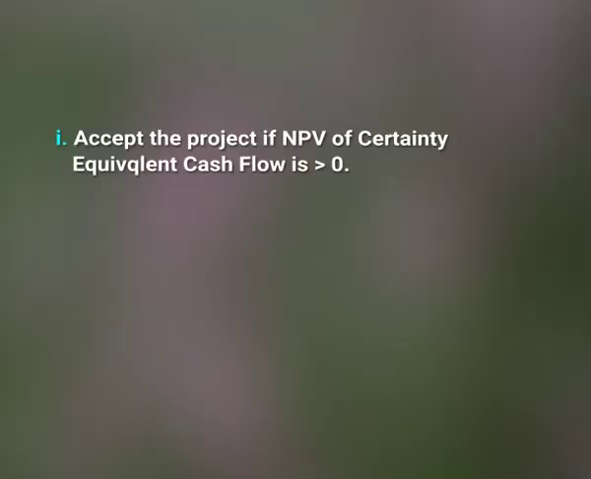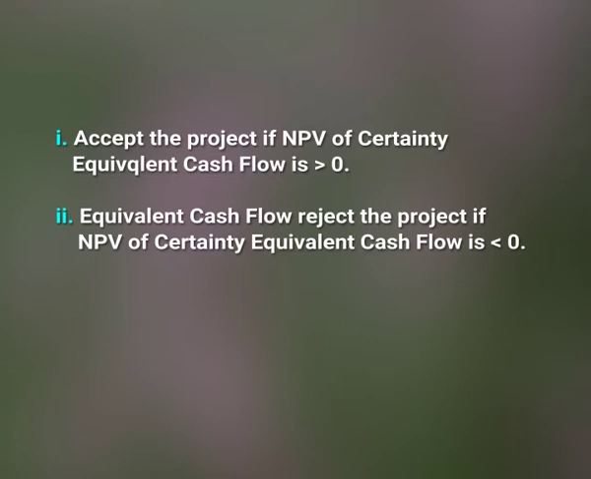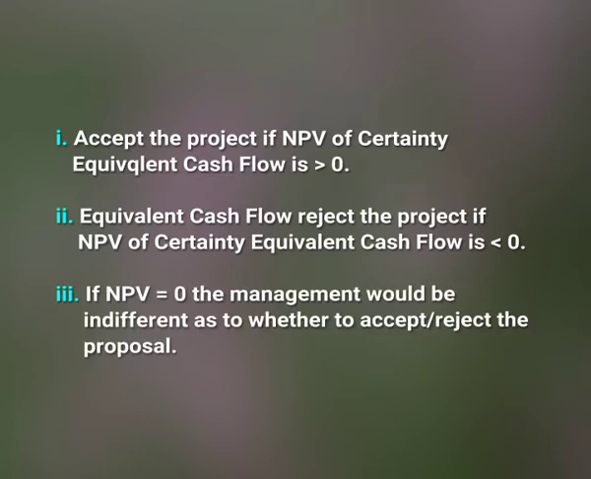First one, accept the project if NPV of certainty equivalent cash flow is greater than 0. Second one, reject the proposal if NPV of certainty equivalent cash flow is less than 0. If net present value is equal to 0, the management would be indifferent as to whether to accept or reject the proposal. Now, accept or reject rule when internal rate of return, that is IRR technique, is used.